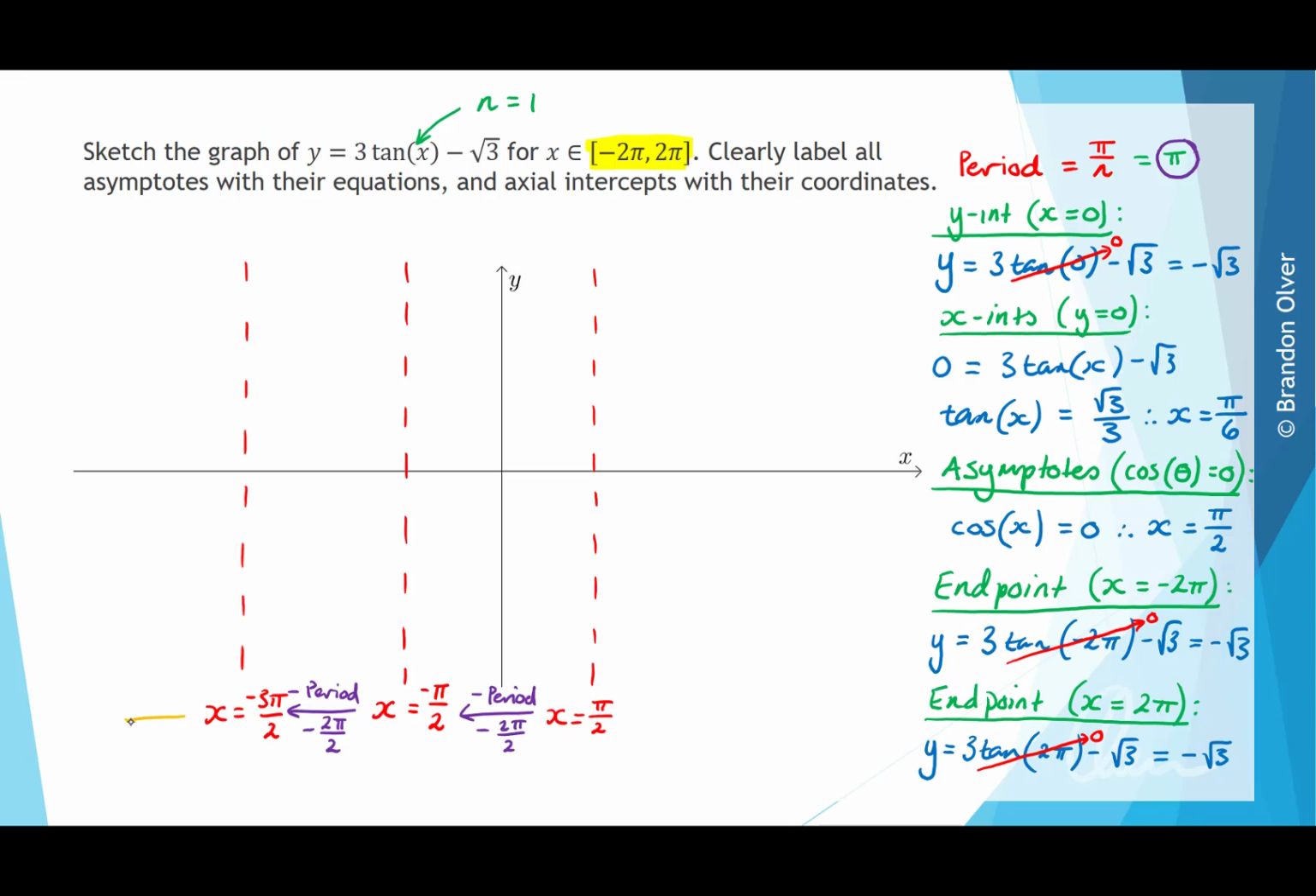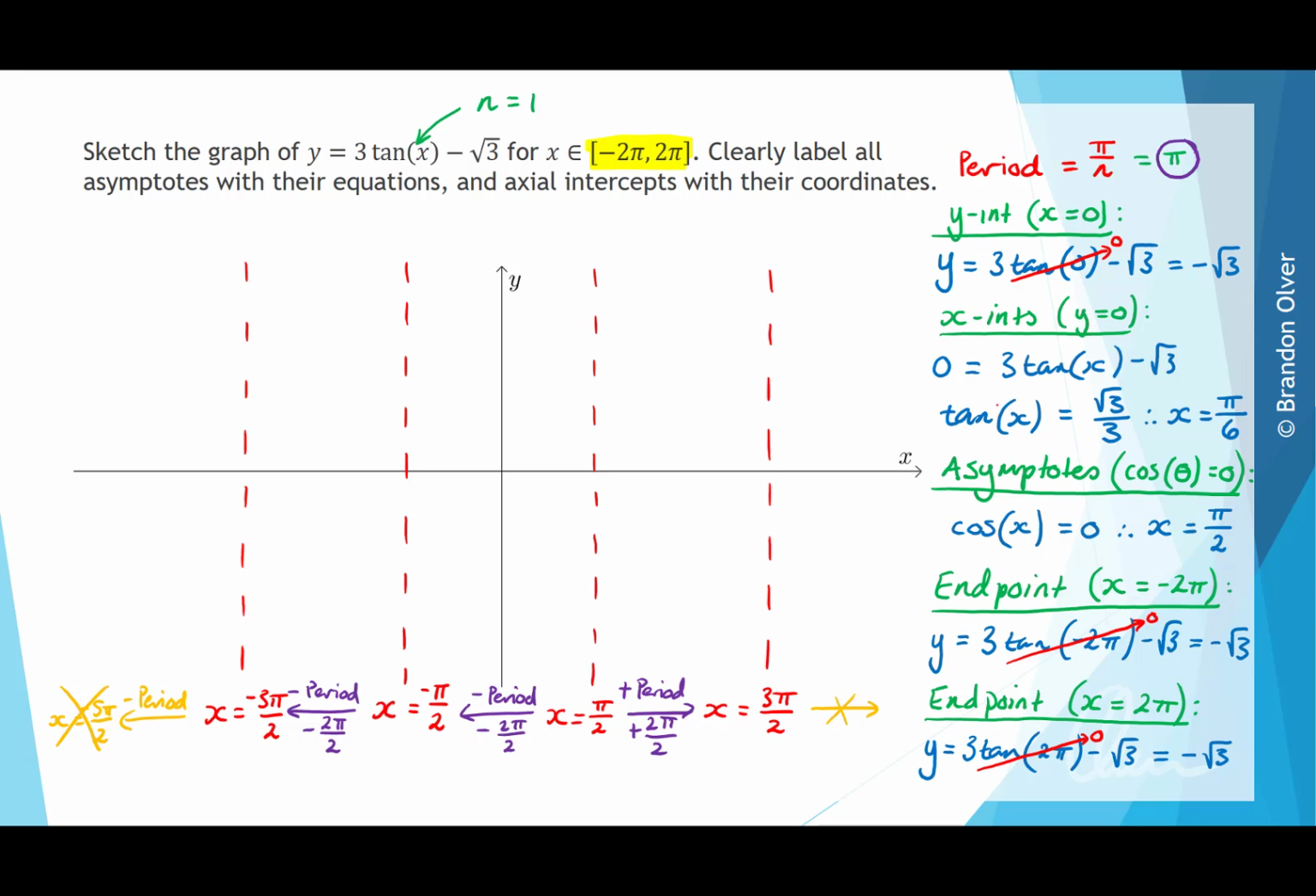And if you were to attempt subtracting off another period, you would find x is equal to minus 5 pi over 2, which is outside the domain. So there's no more periods in that direction. So instead we're going to add on a period to this asymptote, which is the same as adding on 2 pi over 2. And that gives us x is equal to 3 pi over 2. And again, if you were to attempt to add on a period, you would get to 5 pi on 2, which is outside the domain. So that is the last asymptote. And again, we draw that on as a straight vertical dotted line.